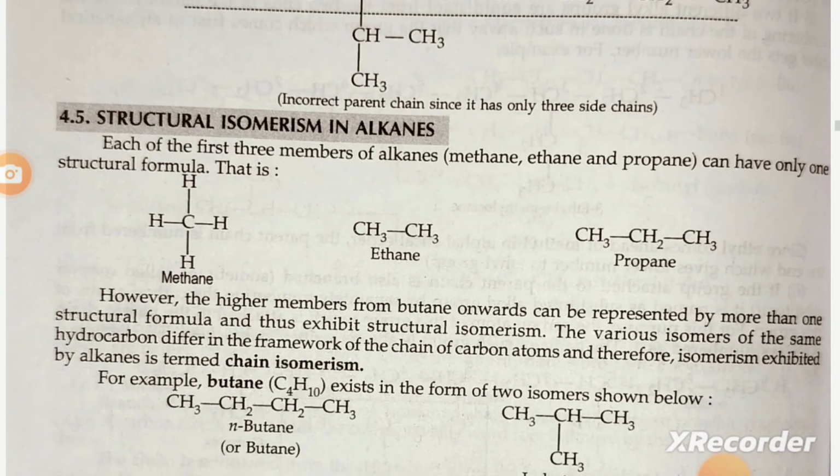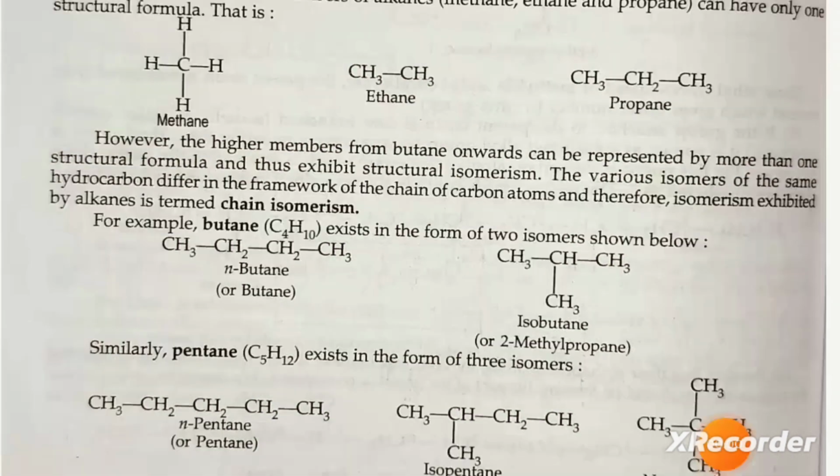Structural isomers in alkanes. Each of the first 3 members of alkane, methane, ethane, propane, can have only one structural formula. However, the higher members from butane onward can be represented by more than one structural formula and thus exhibit structural isomerism. The various isomers of the same hydrocarbon differ in the framework of the chain of carbon atoms, and therefore isomerism exhibited by alkanes is termed chain isomerism.